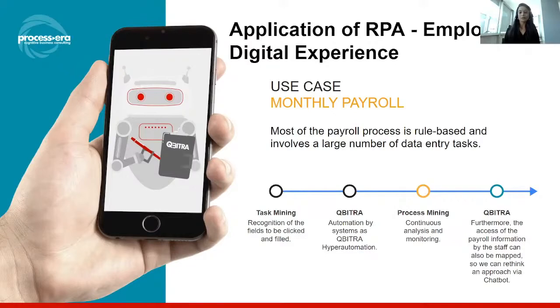So here we can bring in the task mining tool. This kind of tool will recognize the fields to be clicked and filled by the employee, and the Qbitra platform, the RPA platform, can step in and perform these tasks. And with process mining continuously monitoring, you can improve this kind of operation. Furthermore, access to your payroll can be done with a chatbot.